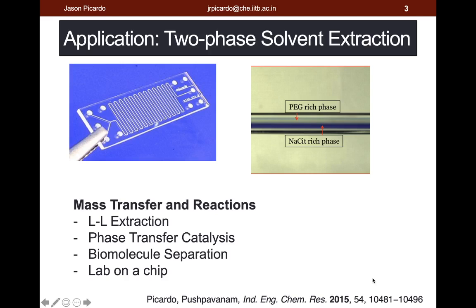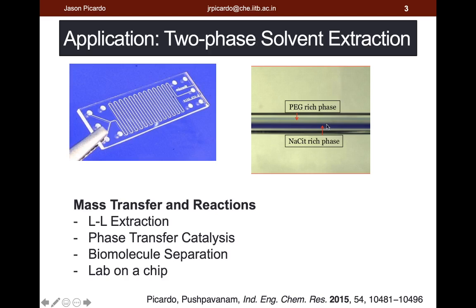So for a more complex and more realistic real world application, let's look at two-phase solvent extraction in microchannels. This is something that I worked on during my PhD days with Pushpavanam at IIT Madras, and the paper is given below here. Essentially in this problem you have two liquid phases flowing side by side inside a microchannel. If you look at it through the microscope, you can see something that looks like this.